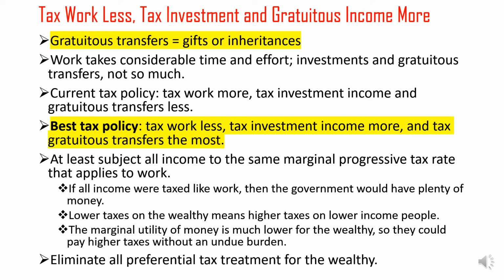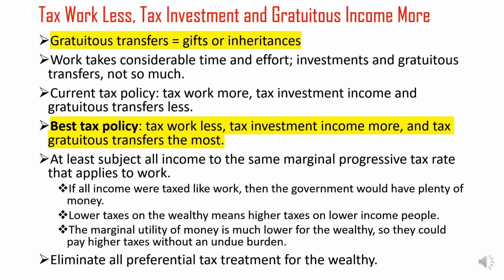The reason why non-work income is taxed less than working income is because that income accrues mostly to the wealthy who have influenced politicians with their money to keep their taxes low. This means that taxes on work must be higher to compensate for the shortfall. After all, setting lower tax rates on investment income and gratuitous transfers means that higher rates must be applied to income earned from work to receive the same tax revenue.